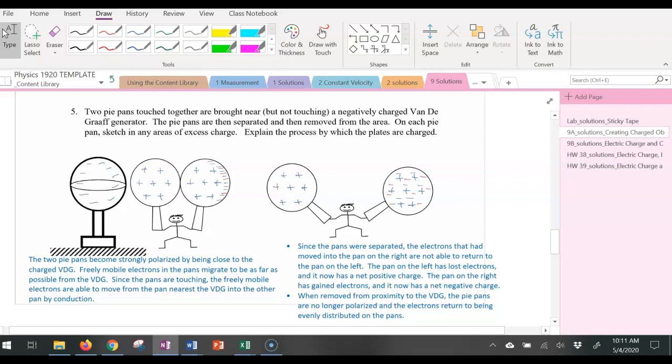Since the pans were separated, the electrons that had moved into the pan on the right aren't able now to return to the pan on the left. So that means the pan on the left has lost some of its electrons. It now has more protons than electrons, and so it has a net positive charge. The pan on the right has gained electrons, so now it has more electrons than protons, and it has a net negative charge. Because Mike has taken these pans away from the Van de Graaff generator, they're no longer polarized, and so the electrons return to being evenly distributed on the pans.